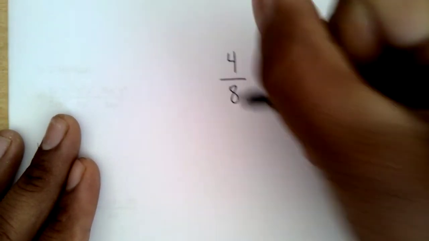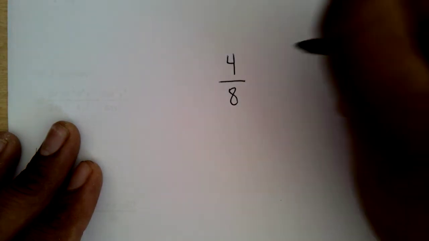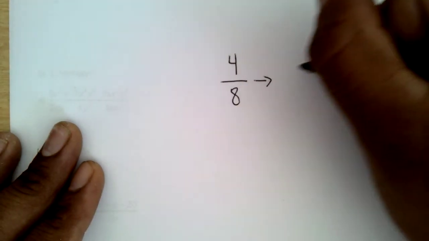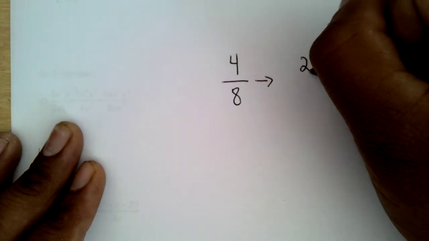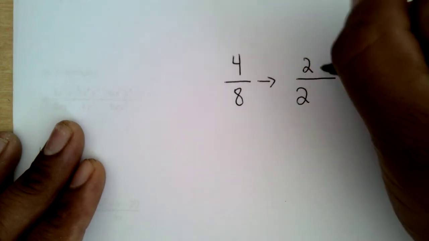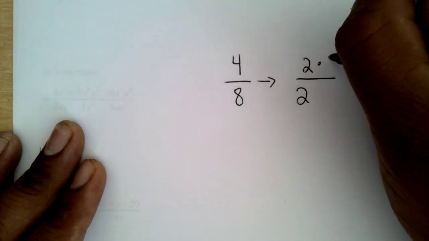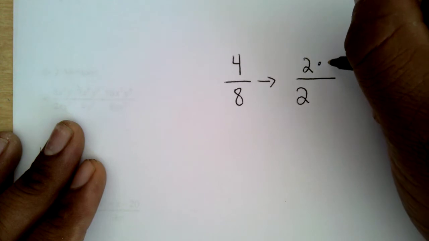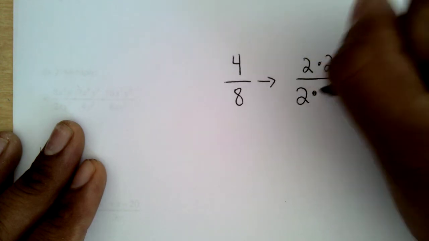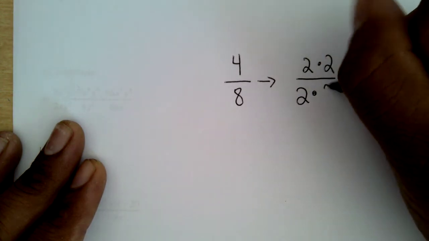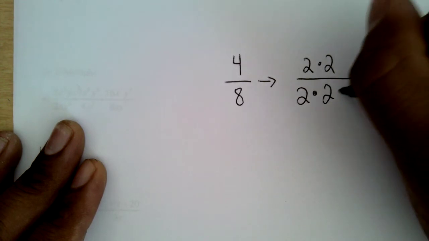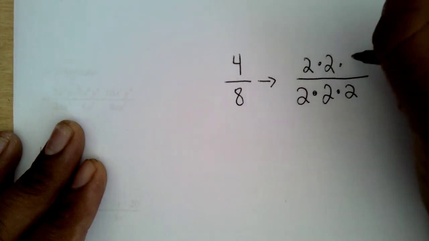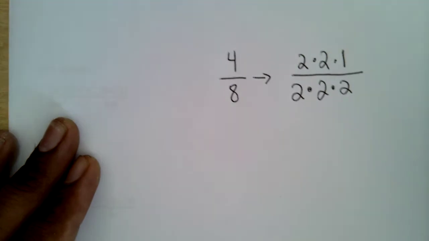When you take something as simple as 4/8, well, we think about that as common factors. When we think about multiplication here, they both have a common factor of 2, and they can have several common factors of 2. This one has one extra, so we'll leave an extra 1 right here.